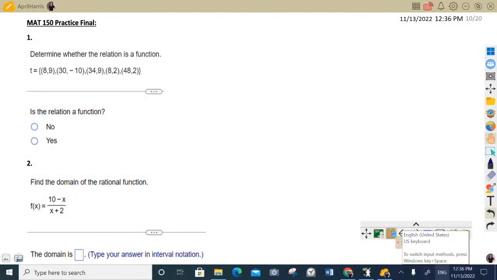Okay, guys, this is the practice final for College Algebra Math 150 for the fall term. We are going to start with number 1.